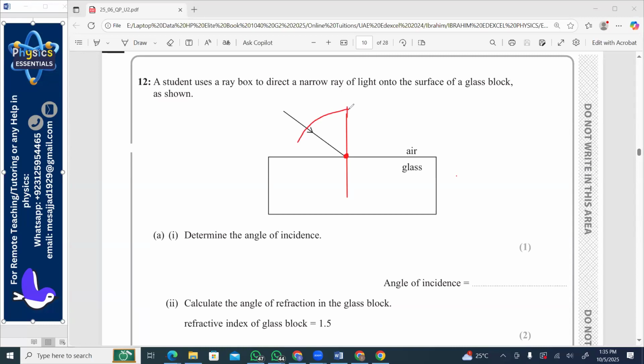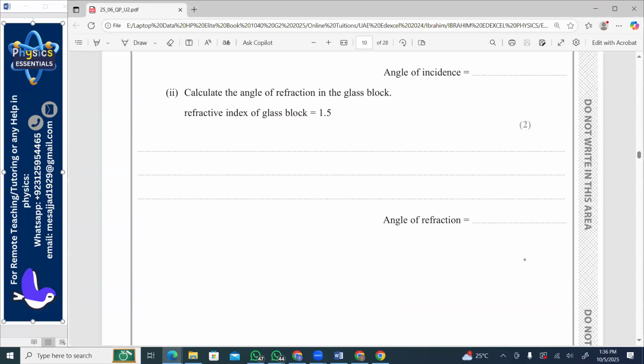Just keep your protractor like that. So you will, for example, it is 0 and it will be somewhere, as mark scheme says, it will be somewhere 53 to 55. So this will be your 53 degrees. That will be your angle of incidence. Okay. So calculate the angle of refraction in the glass block.